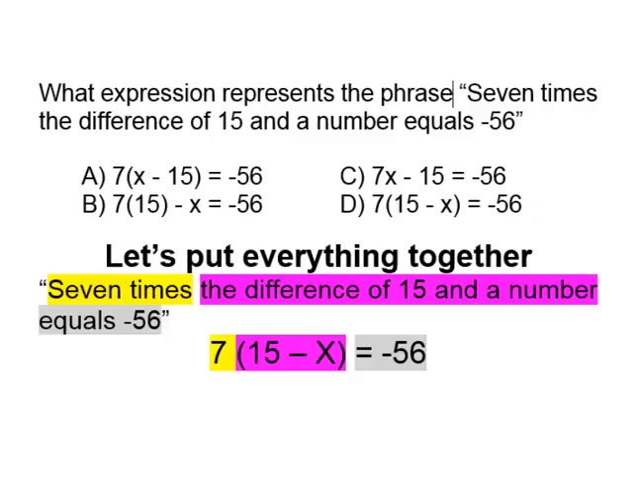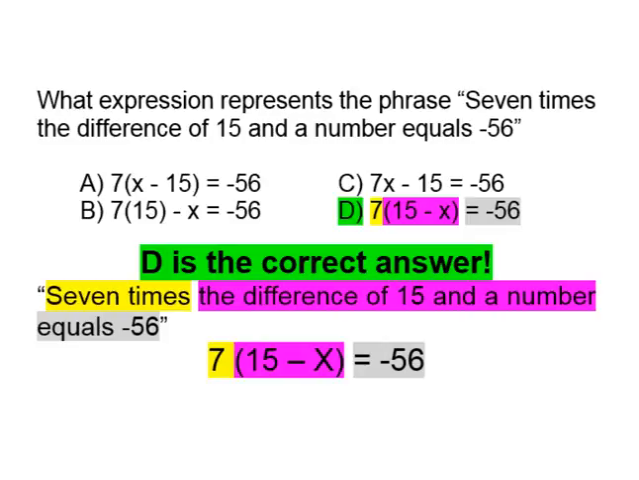Looking at our answer choices, do we see any of our answer choices that match what we have here? If you answered D, you are correct. D is the correct answer, showing 7 times the difference of 15 and a number is equal to negative 56.